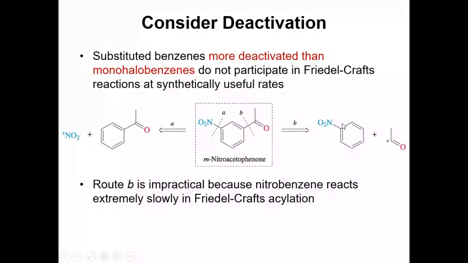Because, as I mentioned when we were talking about deactivating effects, the nitro group is the most powerful deactivating group we have seen so far. So this ring is extremely unreactive in an EAS reaction. If you let nitrobenzene participate in Friedel-Crafts reaction, maybe it would take 5 years to get 5% conversion. So it won't work. That's just the rate consideration.